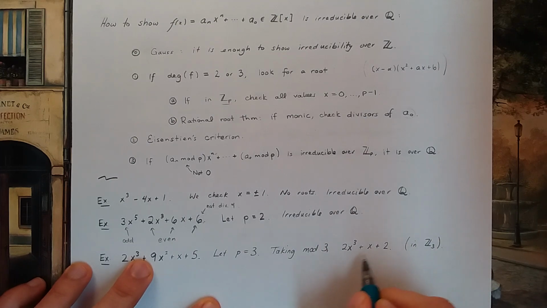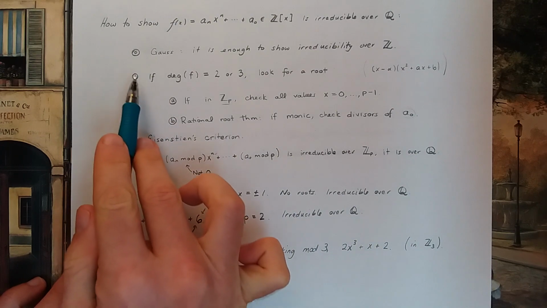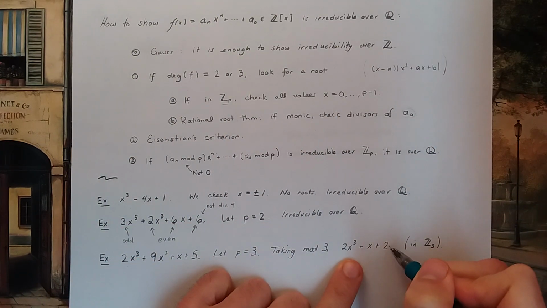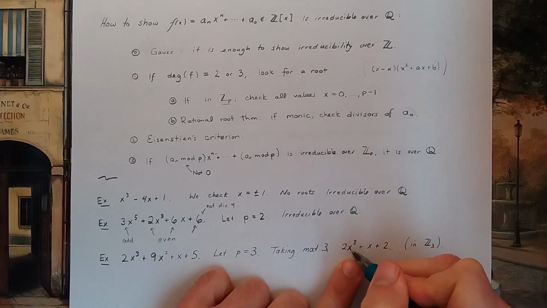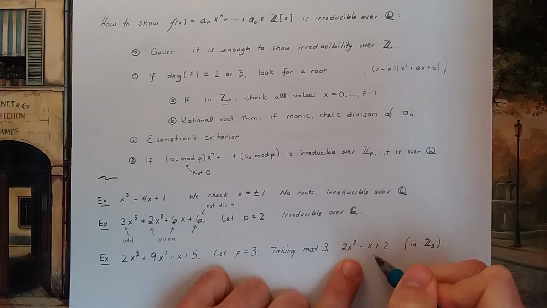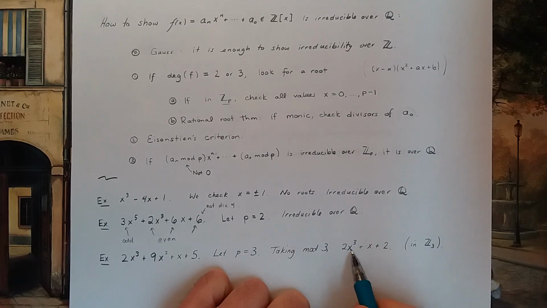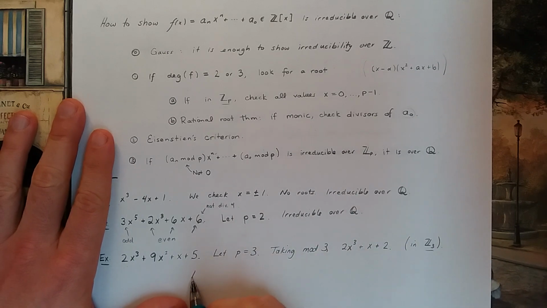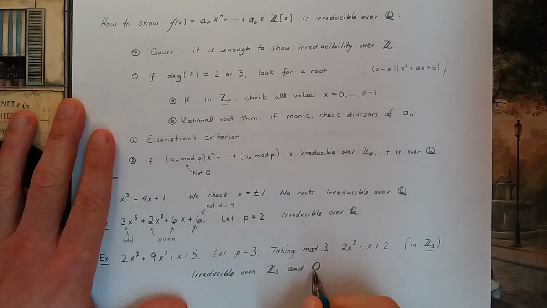I could plug in 0, 1, and 2. This is a degree 3 polynomial, so I'm up here in case 1a. I could plug in 0, and I don't get 0. I can plug in 1, and I don't get 0. And I could plug in 2, and I don't get 0 mod 3. So this is irreducible over Z3 and therefore Q.